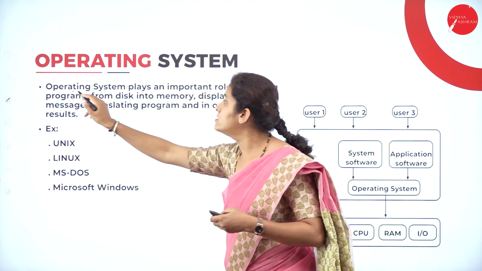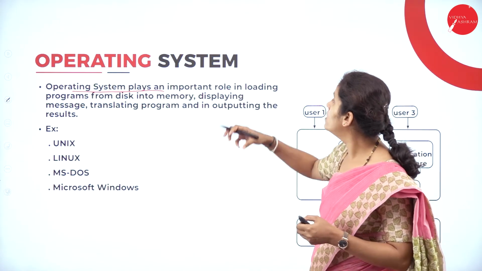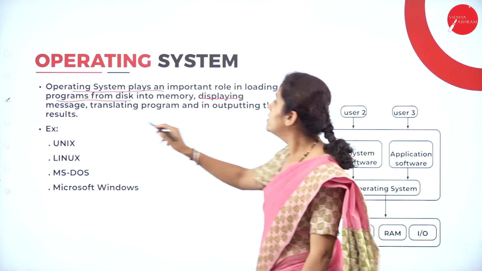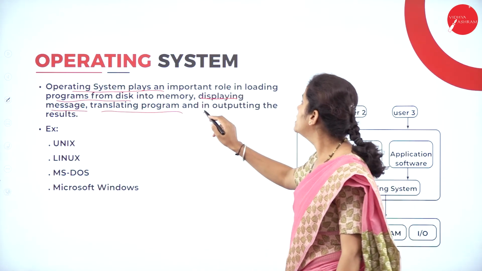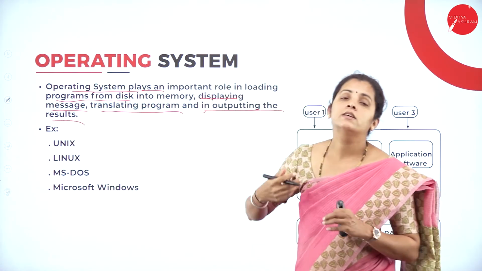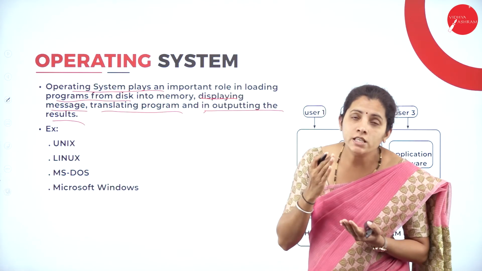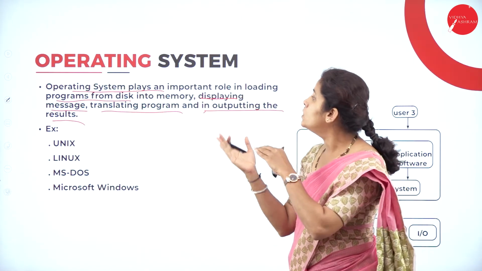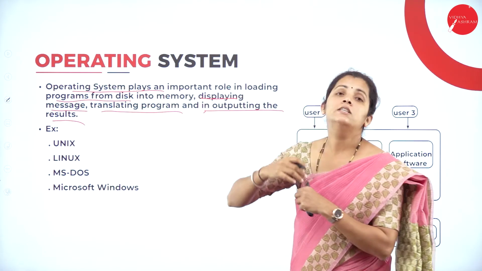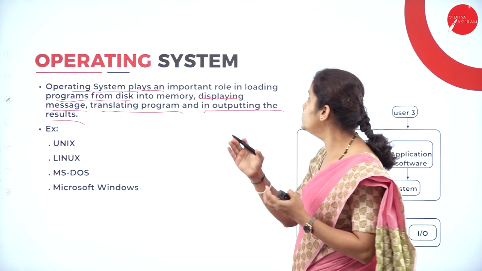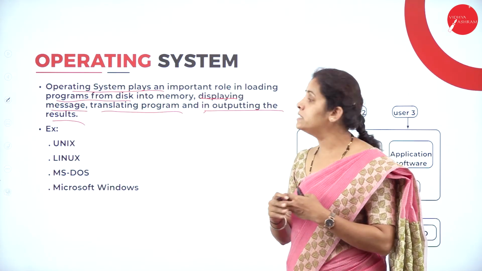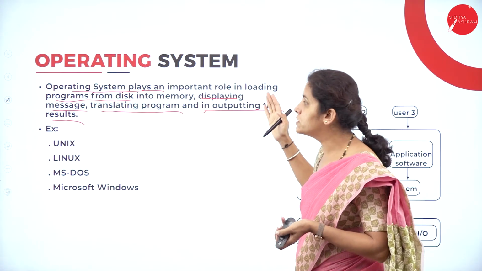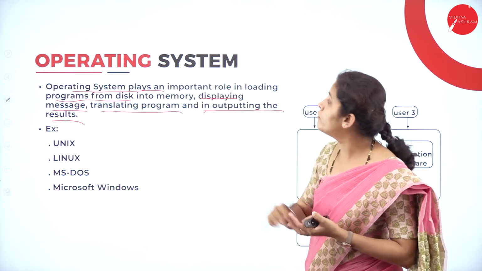The operating system plays an important role in loading programs from disk into memory, displaying messages, translating programs, and outputting the result. That means it is responsible for loading programs from memory to disk or disk to memory, displaying the message or output to the user, and translating programs, that is, converting one program into another form and displaying the result to the user. These are some of the important roles of the operating system.